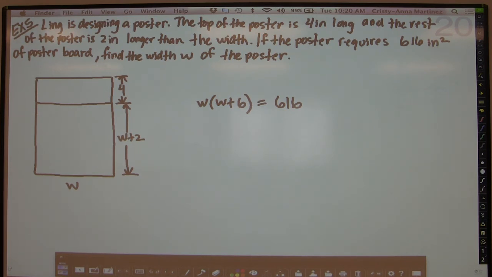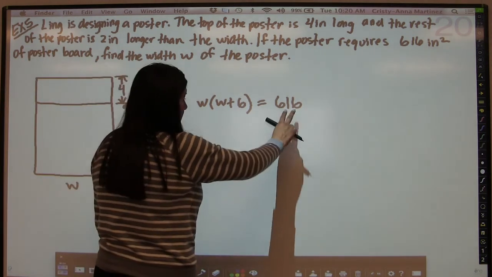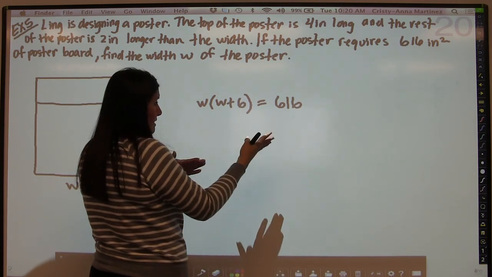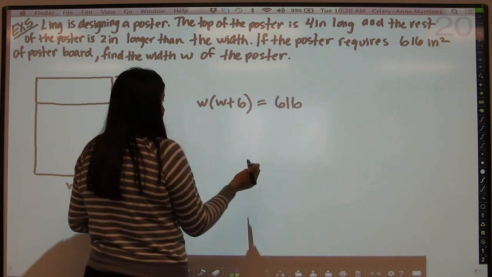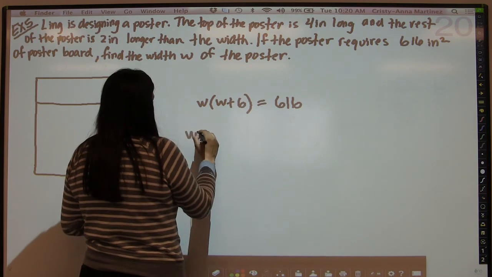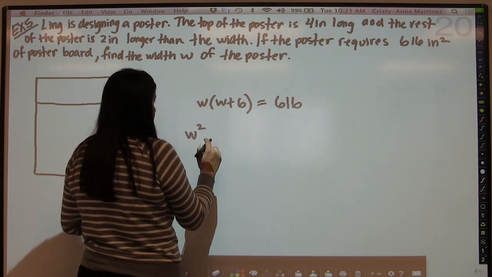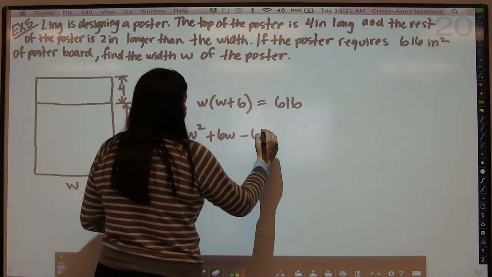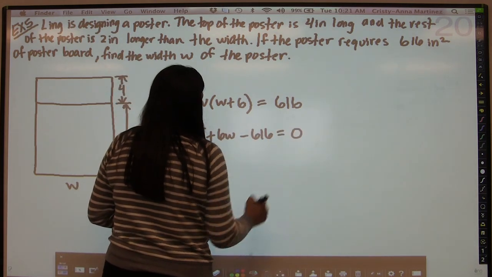Now, you might be thinking to yourself that it's already factored, but it's not, because you have to have it equal to 0 in order for this to work. So you can't say W equals 616. This has to be a 0 over here, and it's not right now. So we're going to go W squared, W times W is W squared, plus 6W, and then we're going to move the 616 to the other side, like that.